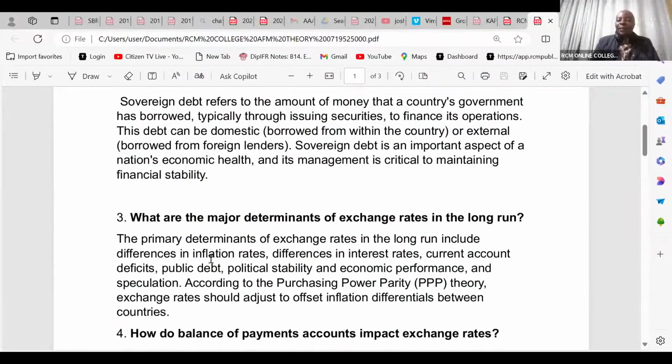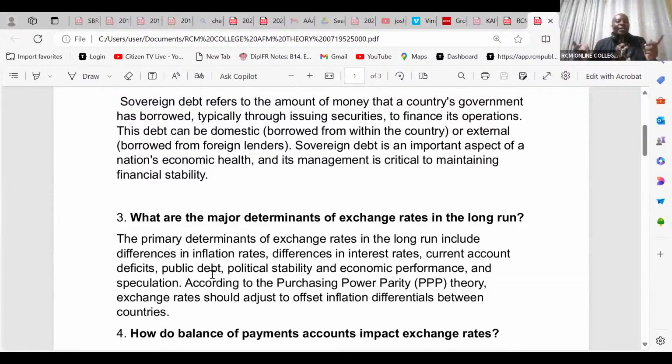What are the major determinants of exchange rates in the long run? Of course, we have already discussed these determinants of exchange rates. They include the difference in inflation rates, difference in interest rates, current account deficits, what we call the balance of payments, and public debt. The more public debt you have, then at the time of paying this foreign currency denominated public debt, you're going to need dollars to pay. You're going to put a lot of pressure on your currency.